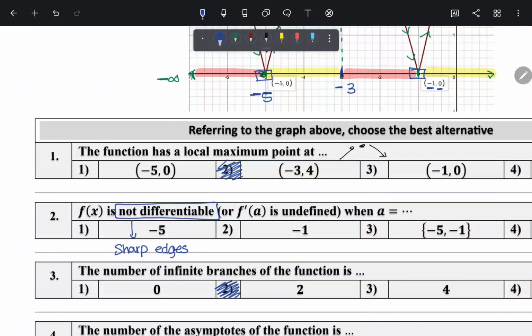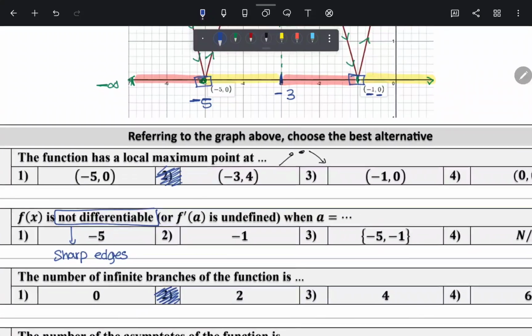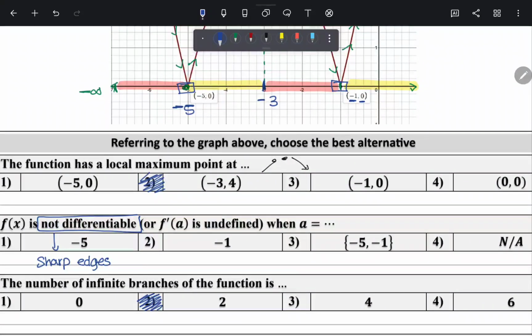يعني we cannot draw a tangent here. So where is it not differentiable? At two places. What are these two places? Negative 5 or negative 1. بس. بس. يا سلام.